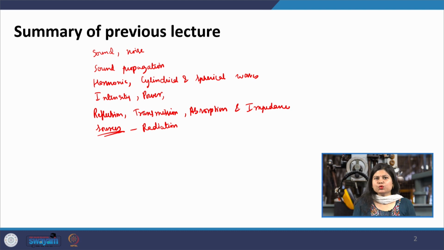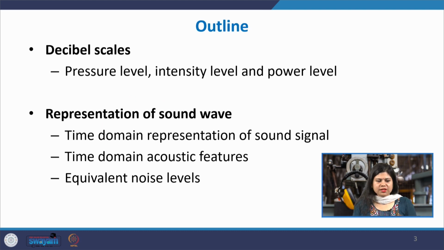So, we have discussed some acoustic fundamentals and the physical phenomenon of sound wave propagation. Now, we come to the engineering part of it, where we see how we analyze the sound waves and represent them in some interpretable numbers which can be used by the noise control engineers. So, we will introduce decibel scales, and within the decibel scales we have three important measures: the sound pressure level, sound intensity level and sound power level, and how to represent the sound wave in a time domain as a sound signal.